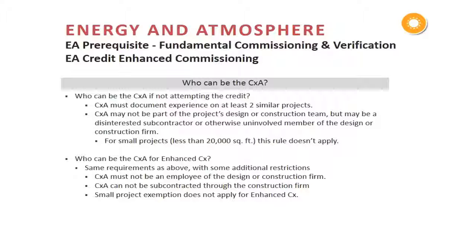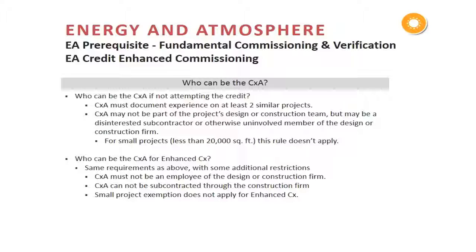Now, for projects that are going for enhanced commissioning, there's some additional requirements for increased objectivity. It's the same requirements as above, but in addition, they can't be an employee of the design or construction firm. So while that makes sense for the prerequisite level requirements, it's unacceptable at the credit level.